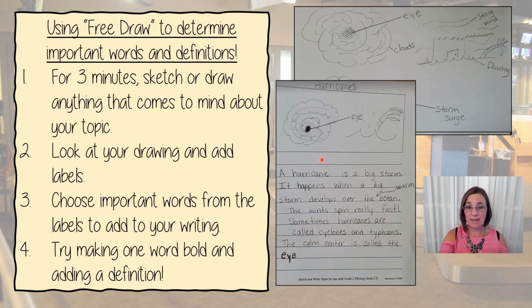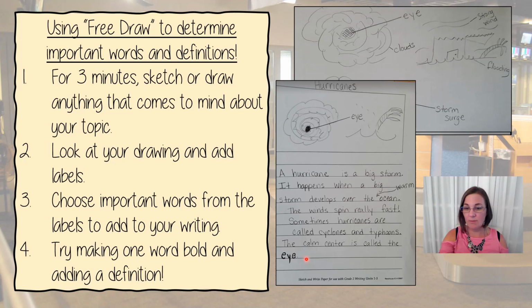I went back to my page. I added eye to the sketch I had already made about the hurricane, and I decided I wanted to make it a definition. So I added it like this. The calm center is called the eye. And I made the word bold because it's a word that has a definition.